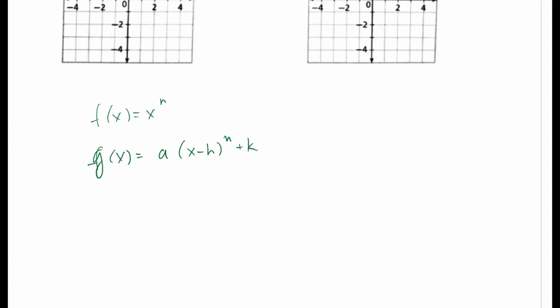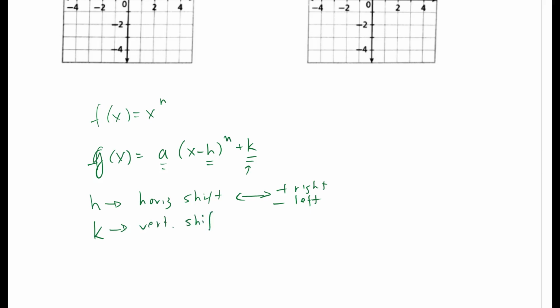And this is the way we think of our standard transformations, and then we have to remember what these things mean here. So h is going to be the horizontal shift. Horizontal is this direction, and the sign tells you whether it goes left or right. Positive is right, negative is left. K here is going to be the vertical shift, which is up and down, and positive is going to be up, negative is going to be down.